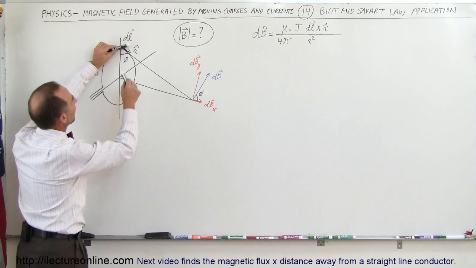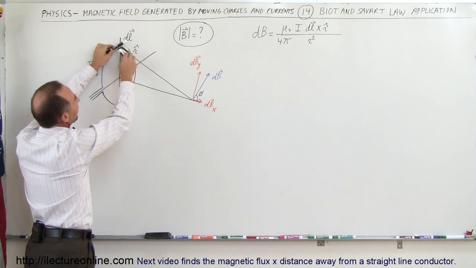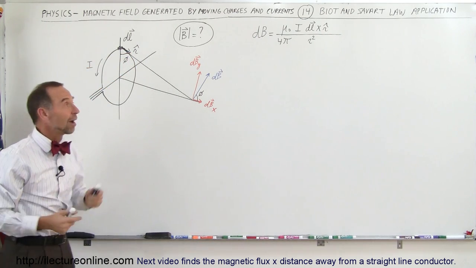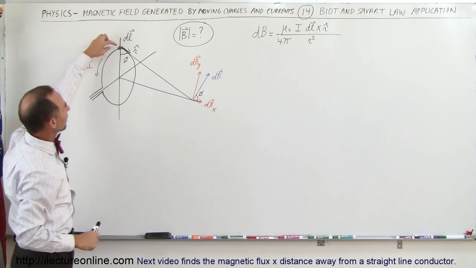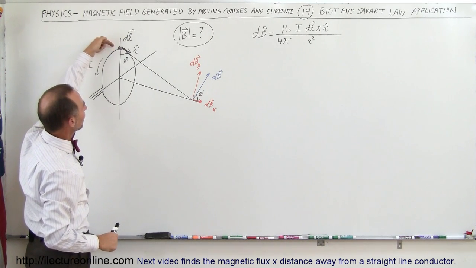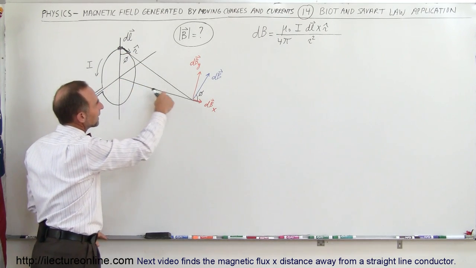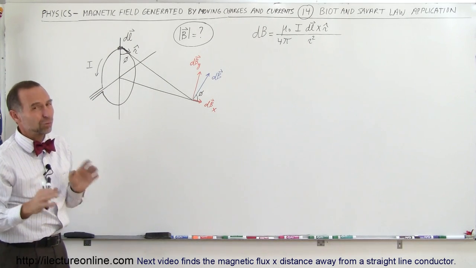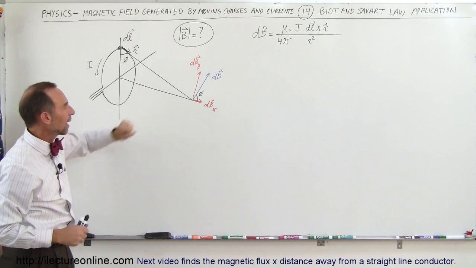So you're going to take this element right here, find the magnetic field caused by that element, and then simply integrate around the entire circle. So here's a good example of how to use the Biot and Savart law. Also notice that if we take the small current element right here, we're looking for the magnetic field on the axis that runs through the center of the circle. Off-axis would be a lot more difficult, but the axis makes it very easy to figure out.